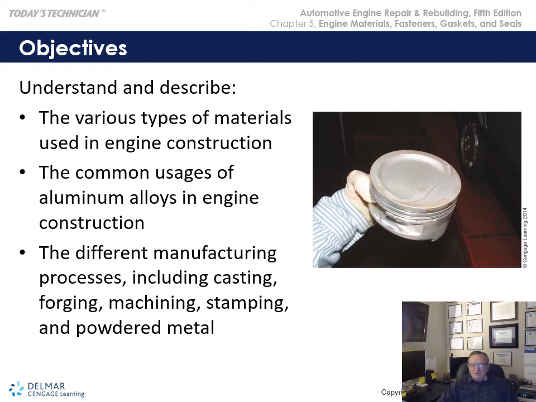Okay, engine materials, fasteners, gaskets, and seals. We need to learn about the different types of materials that are utilized in engines, the type of aluminums that are in there, different varieties of aluminum, different alloys and applications, and the different processes. They include stamping, casting, forging, machining, powdered metal, and also CNC printing and EDM, and there's also CO2 laser and a variety of more automated processes that are finding their way into automotive.